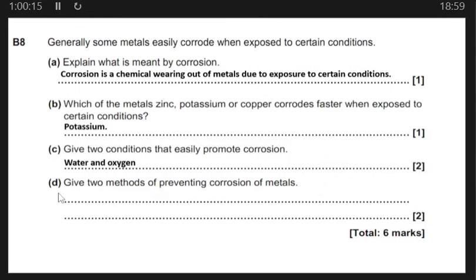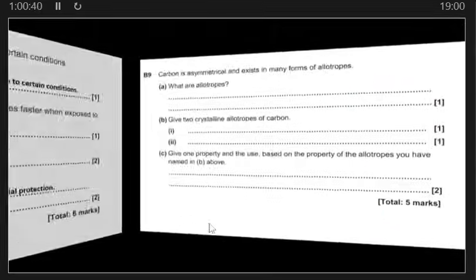So D, they are saying give 2 methods of preventing corrosion of metals. There are so many methods. So here I just gave you these: painting, greasing, plastic covering, electroplating, or sacrificial protection. These are some of the methods that are used to prevent corrosion of metals. All right, so let's go to another question.